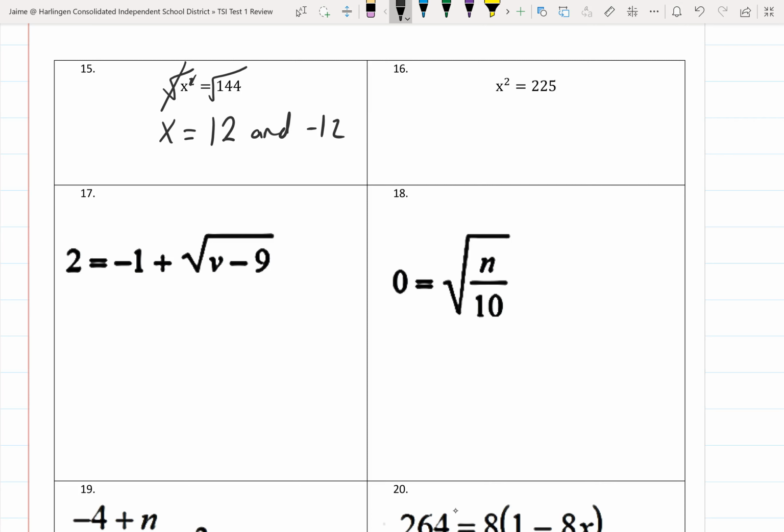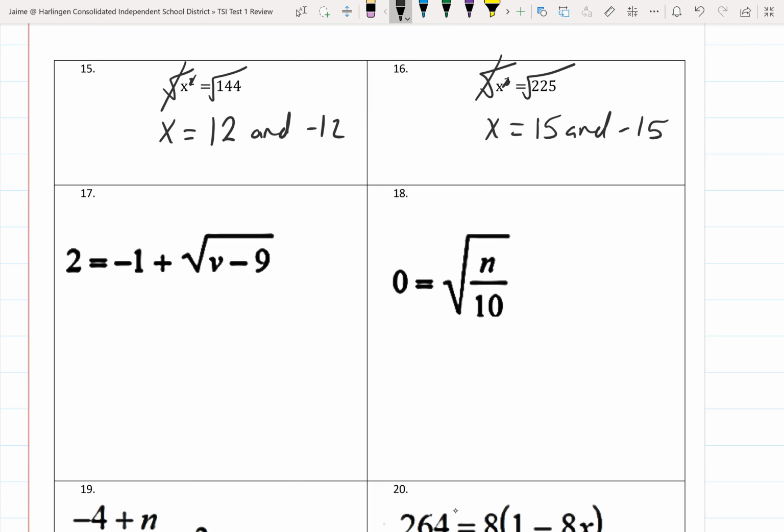So the number 16 will be the exact same way we did it. There is nothing in front of the x. There's nothing afterwards. So it's ready to be solved. Take the square root. This cancels that little 2, so it's just x. The square root of 225 is the number that multiplies by itself to get 225. In this case, you would get 15 and negative 15.